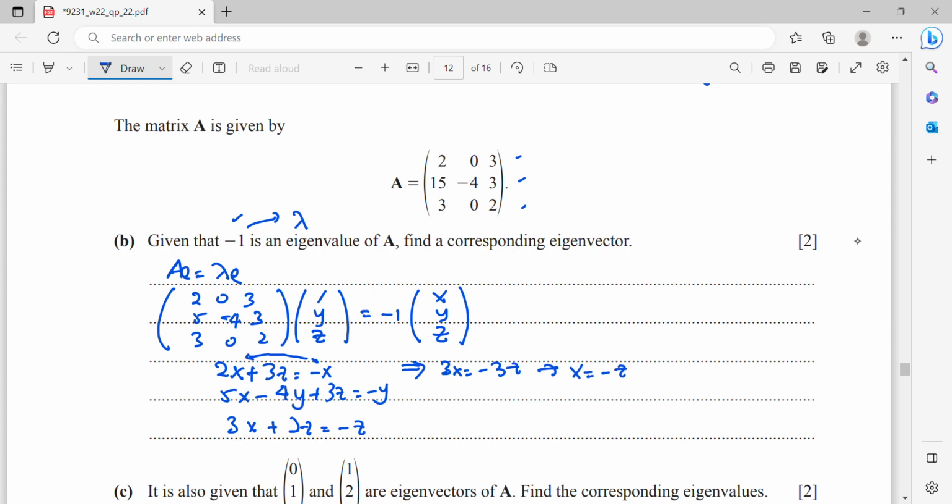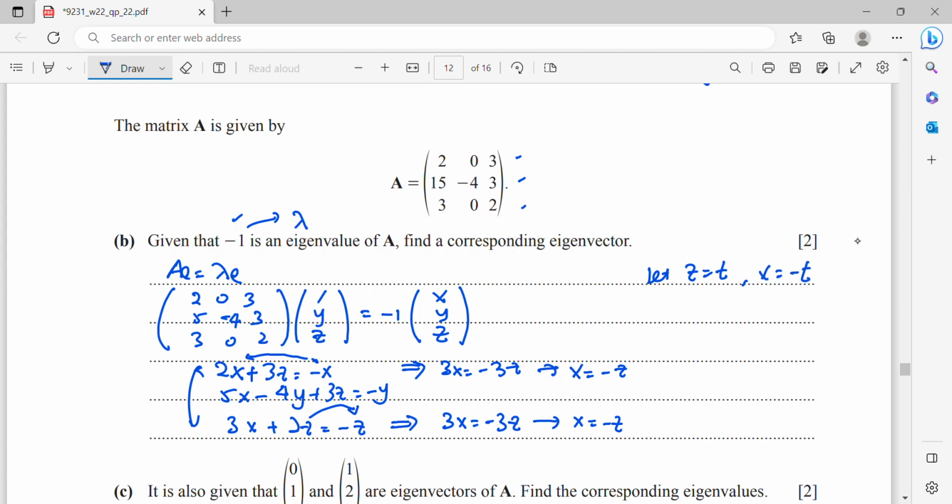Now, for the third equation, I will move the 2z to the right side. And again, I'm getting the same equation, 3x equals minus 3z, therefore my x is minus z. So since you are getting 2 equations with 3 variables, because the first and third are the same, that means you'll be getting infinite solutions. So I will let my z equal t. Therefore, my x will be minus t.